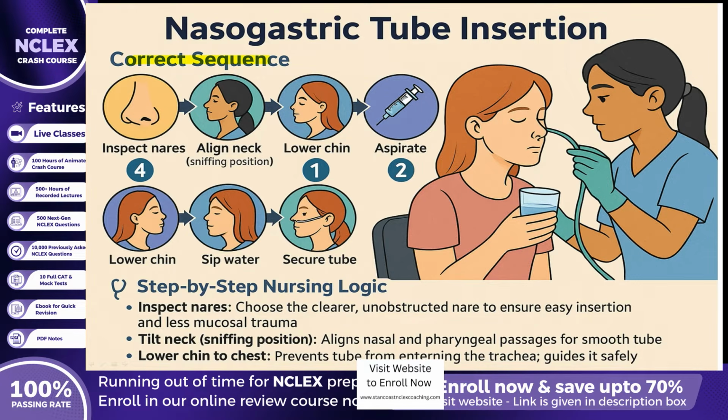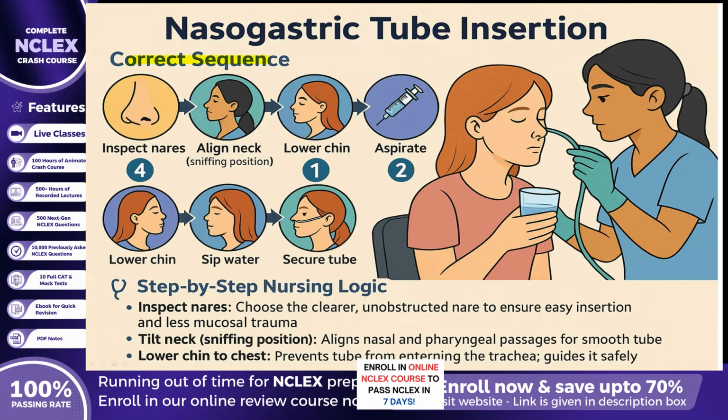Once the tube reaches the oropharynx, the nurse instructs the client to lower the chin toward the chest, which closes off the trachea and redirects the tube toward the esophagus. This is a critical step to prevent accidental entry into the airway. After that, the nurse should instruct the client to sip water while advancing the tube, as swallowing naturally opens the esophagus and facilitates easier passage into the stomach.